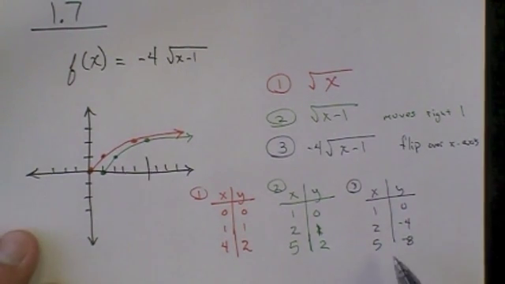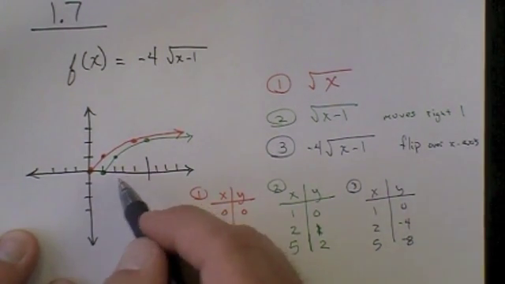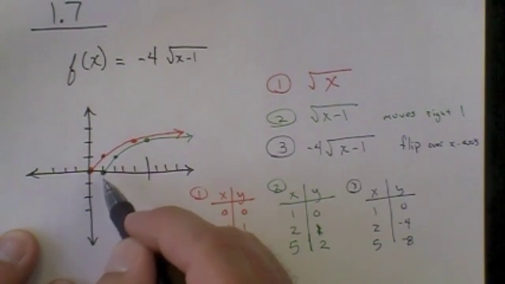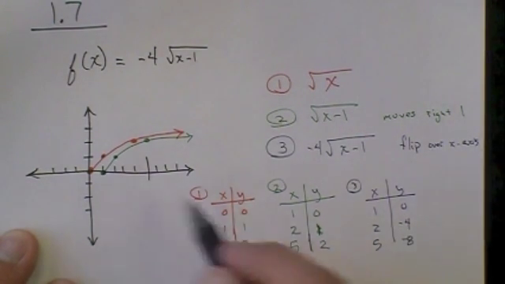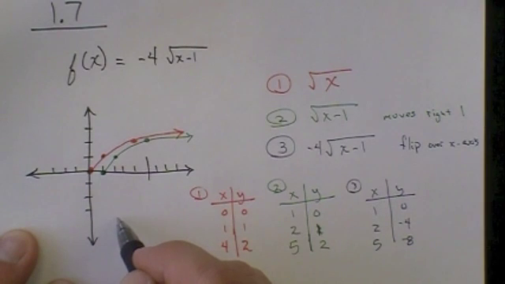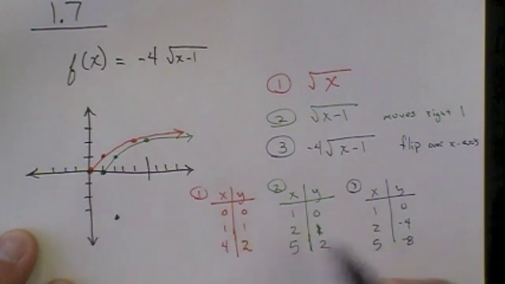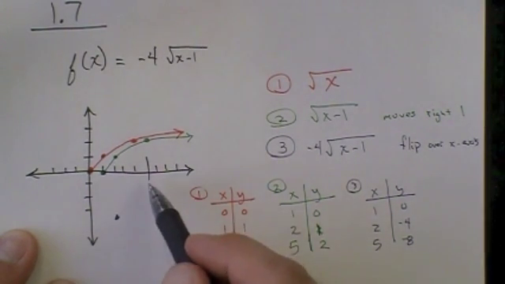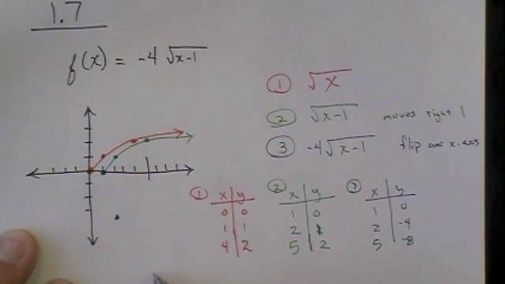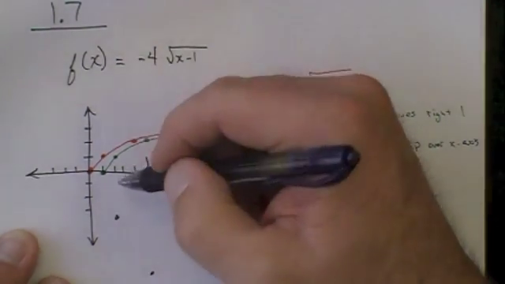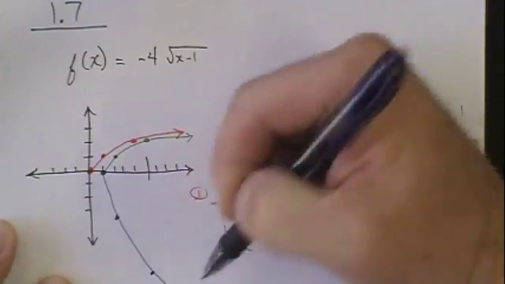So now when we plot those points, we're going to be at, still at 1, 0. Now the next one's at 2, negative 4, dropping all the way down to here. And then we're at 5, negative 8, falling right off of my graph. It's going to stretch it this way.